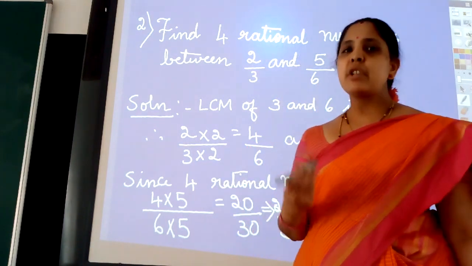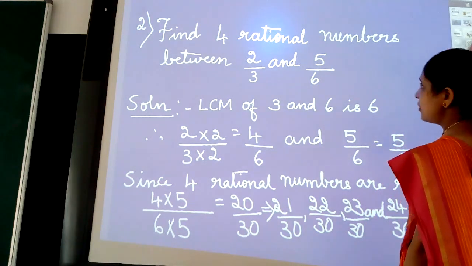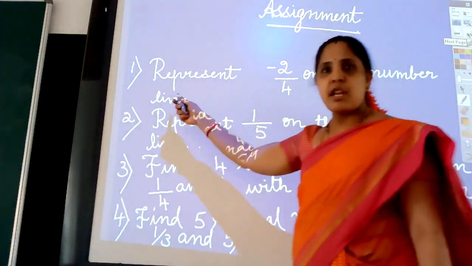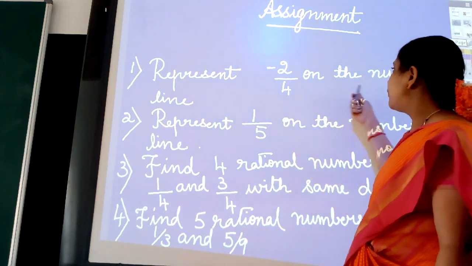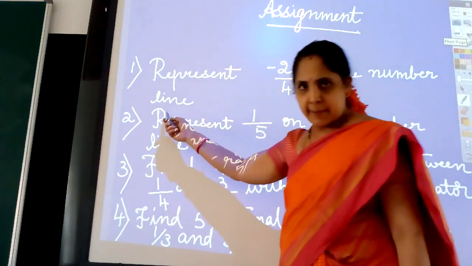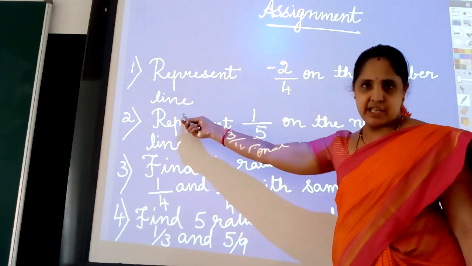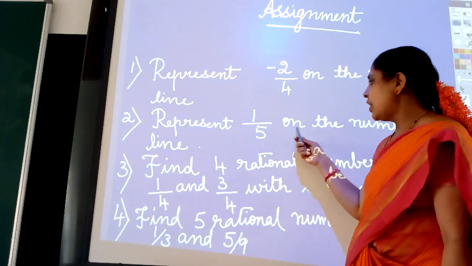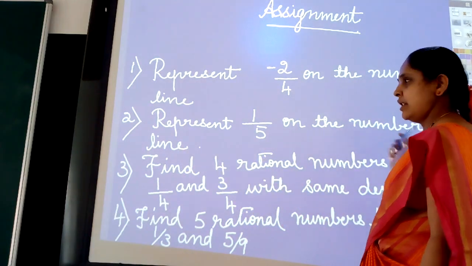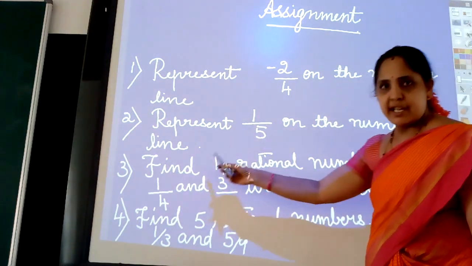Now I want you all to take down the assignment questions and try to solve these problems. The first assignment question would be: represent minus 2 by 4 on the number line. The second one is: represent 1 by 5 on the number line.